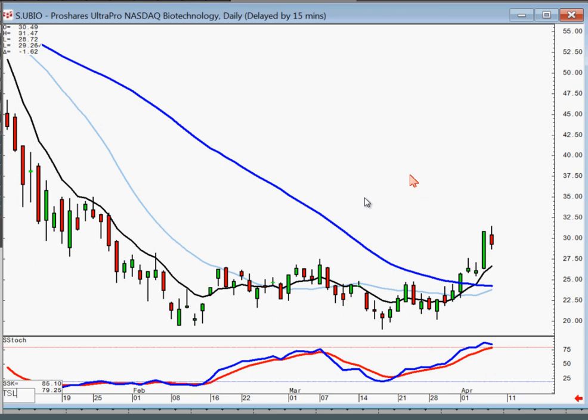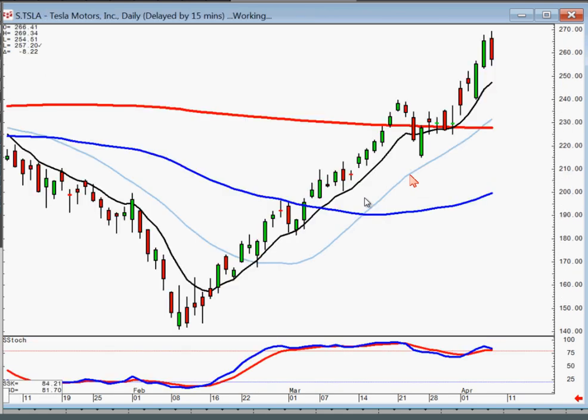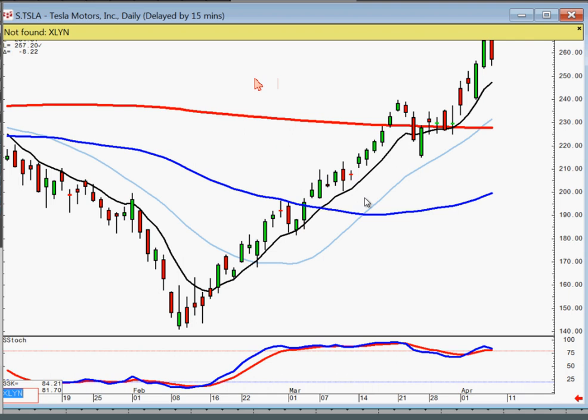And Tesla backed off, but didn't do a sell signal. It just was a down day in an uptrend. I'd hang on to Tesla as long as it doesn't close below the T-line. Oh boy, what was that? That's not found. XLRN.